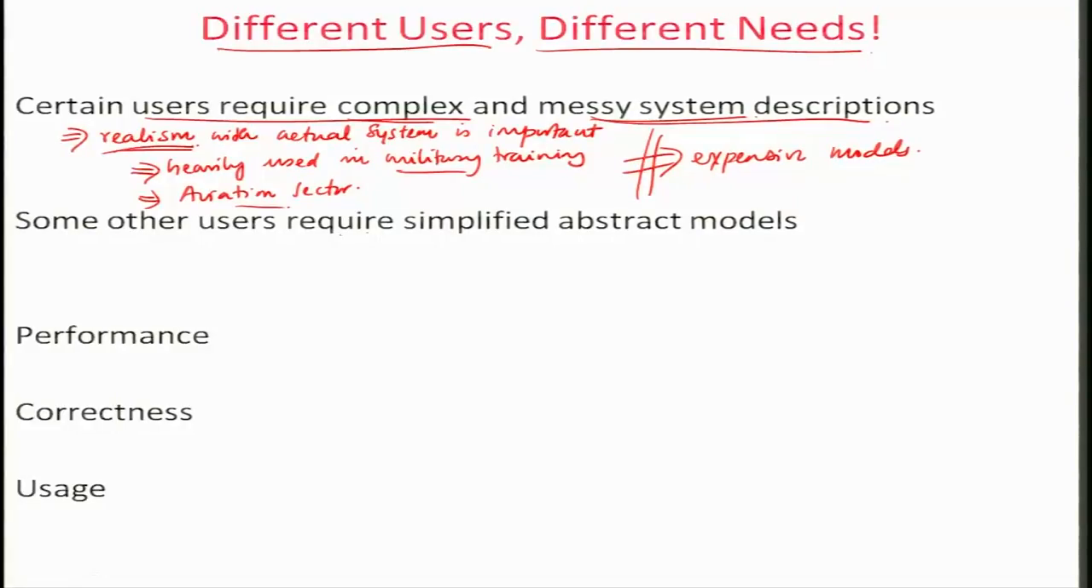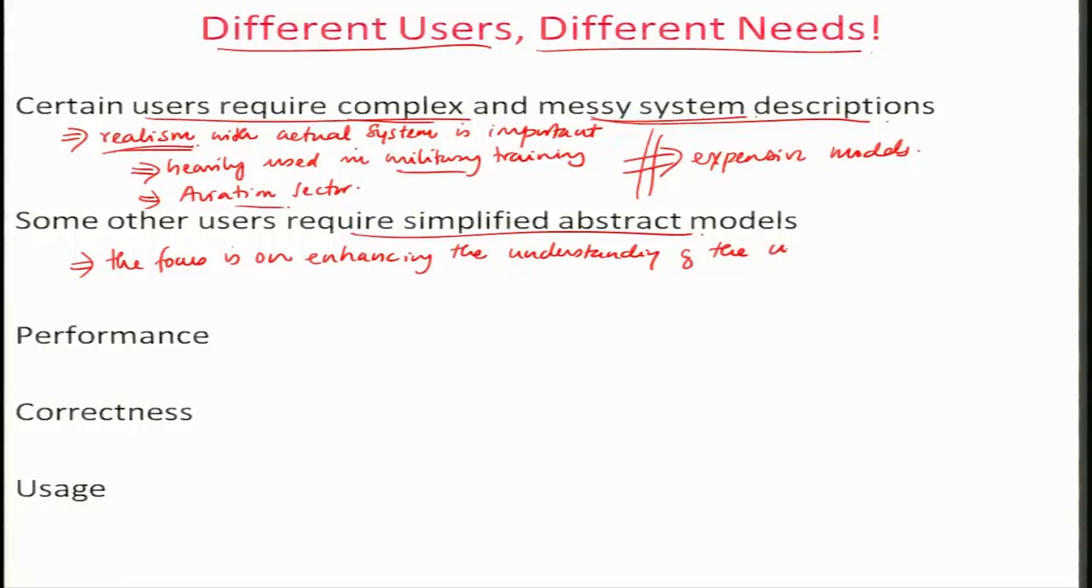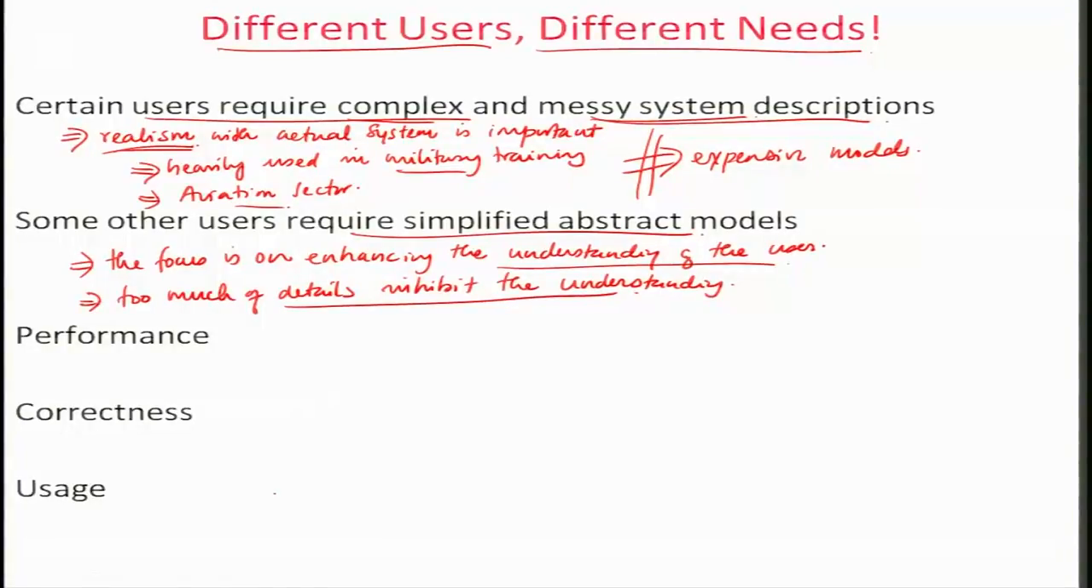Sometimes other users do require simplified abstract models. Here the focus is on enhancing the understanding of the user. If the user is focused on enhancing the understanding of the system, then too much detail inhibits the understanding of the user. If you put too much detail into the system, it will inhibit the understanding of the user.